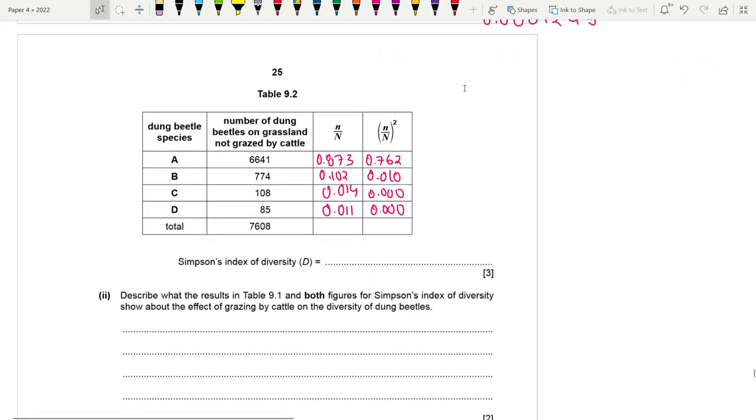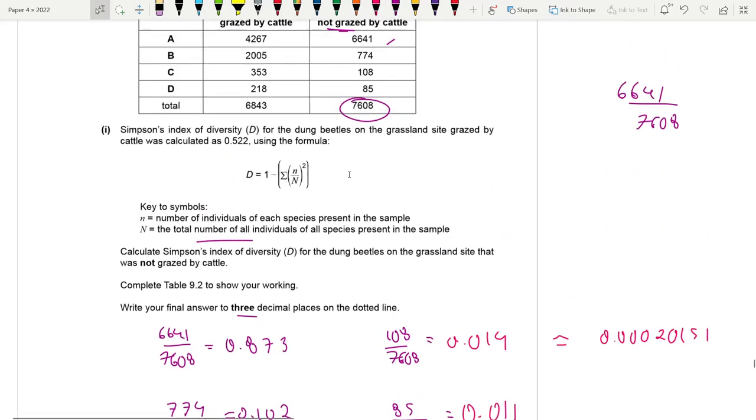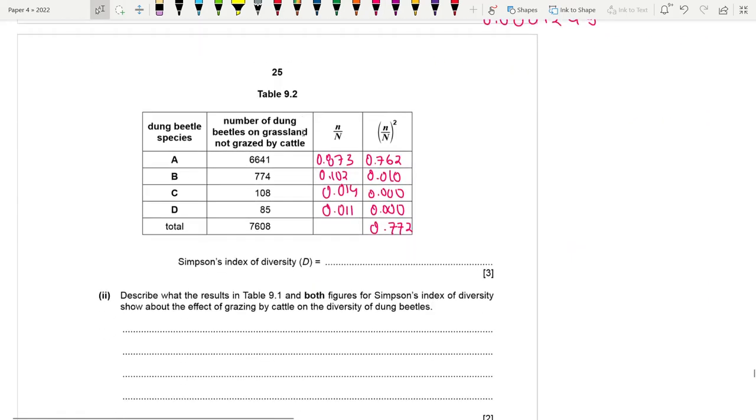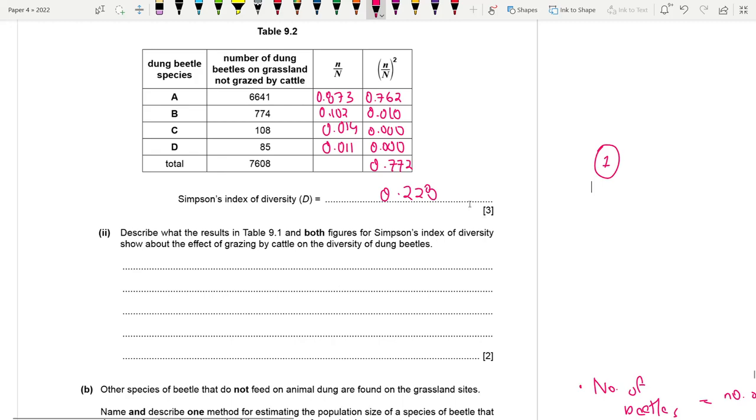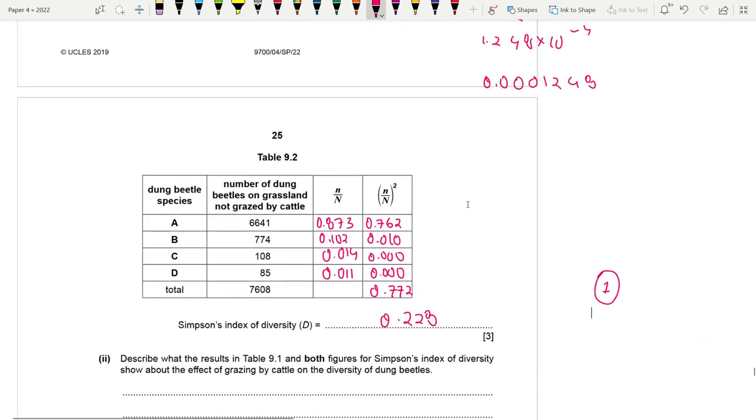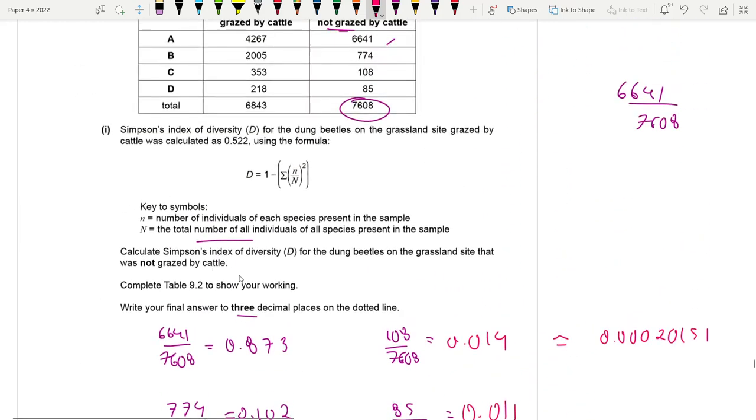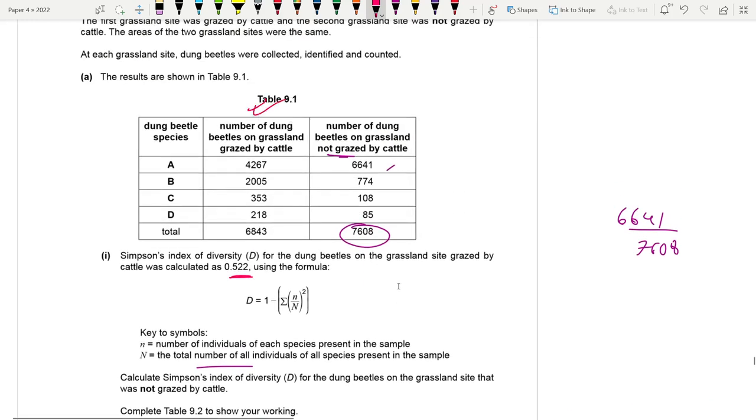So if we add all of these up, what are we getting? I'm getting 0.772, right? So what's the value of capital D? It's 1 minus the summation. So 1 minus 0.772 is 0.228. So this is how it works basically. The closer the value is to 1, the more the biodiversity. So it's very low, right? It's 0.228, so it's not that diverse. So let's compare this. This is the one for not being grazed, and this one was the one grazed by cattle, 0.552. So clearly this one has more biodiversity, okay?